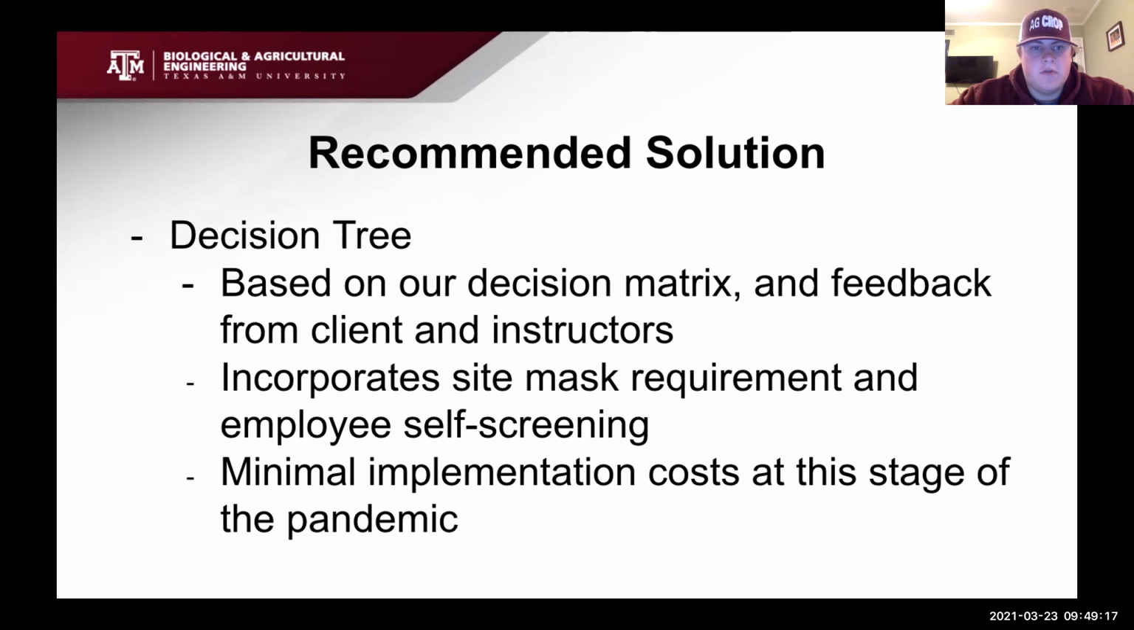This decision tree will require minimal implementation costs at this stage of the pandemic. As vaccines ramp up and many people who've had it and recovered have developed antibodies, making large expenditures to try to buy equipment and different things that could be used for this kind of solution may not be feasible at this time. Maybe potentially earlier in the pandemic they could have, but we felt at this time during the pandemic that this solution would offer the best economic and overall safety results.